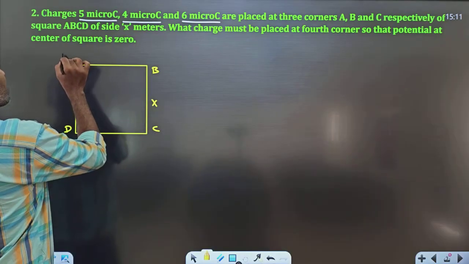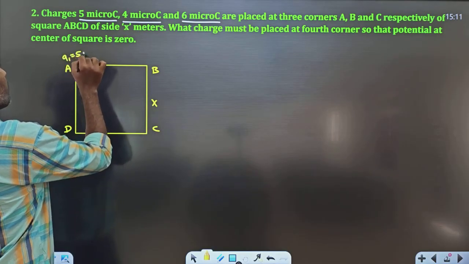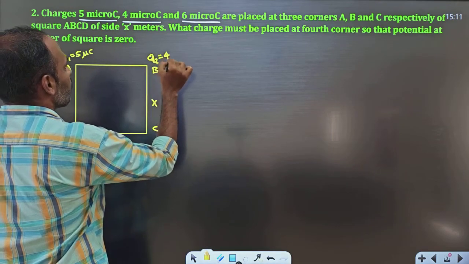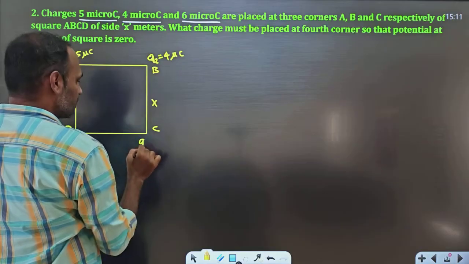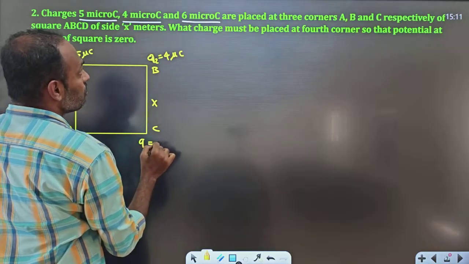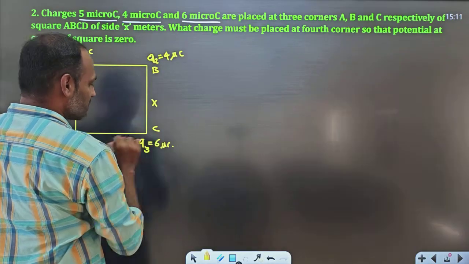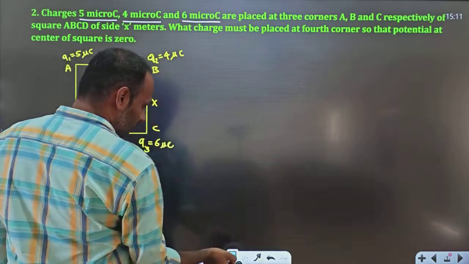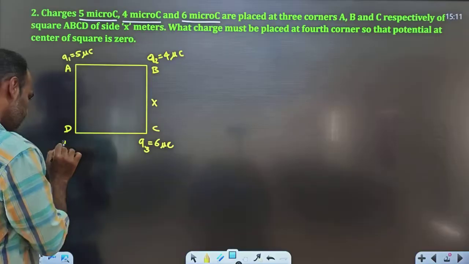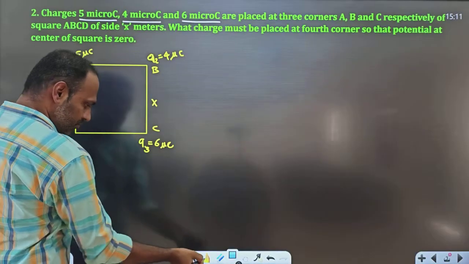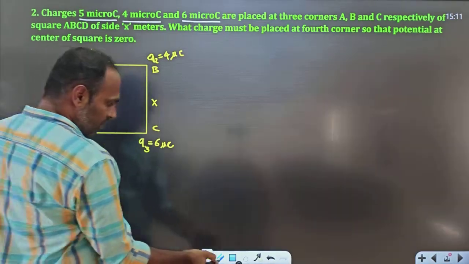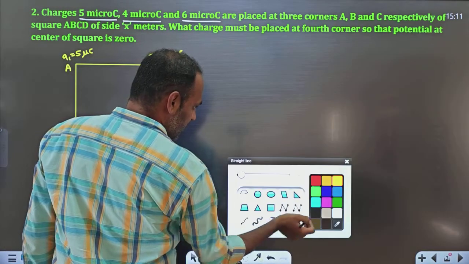So here the charge Q1 is equal to 5 microcoulomb. Here the charge is Q2, Q2 is equal to 4 microcoulomb. Here the charge is Q3, Q3 is equal to 6 microcoulomb. These many charges they have given. We have to calculate the 4th charge Q4. What is the 4th charge Q4? We have to calculate it so that the potential at the center is 0.